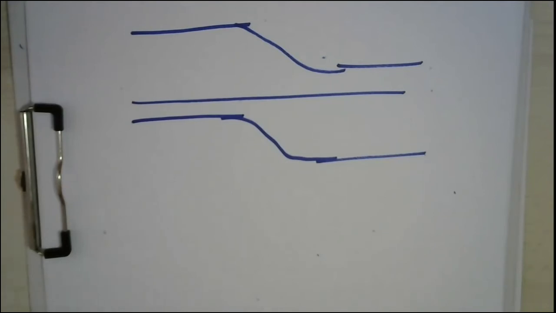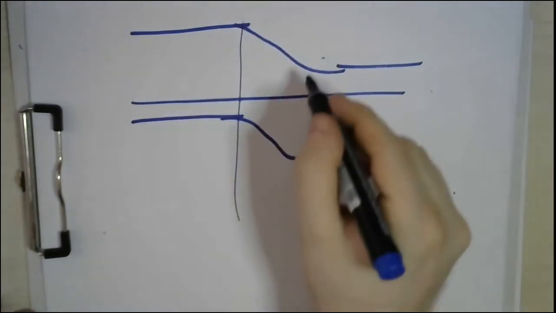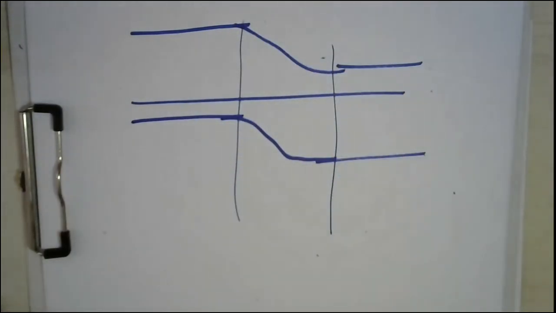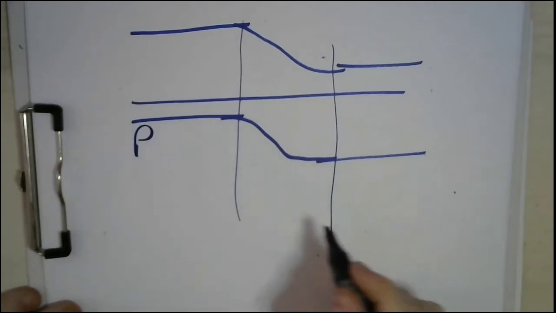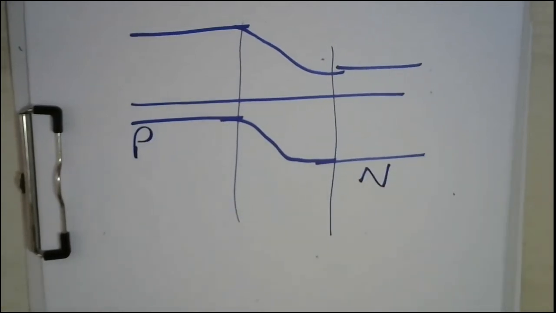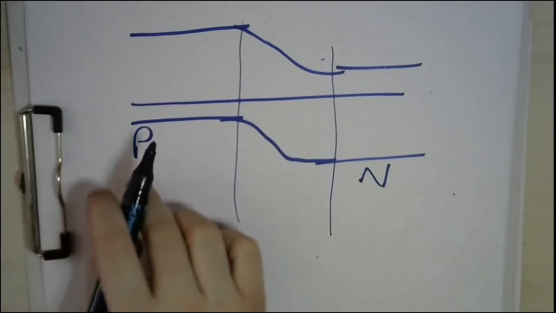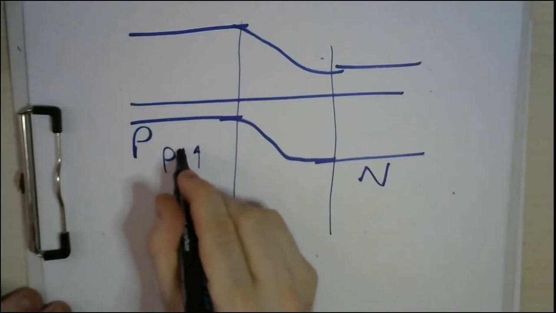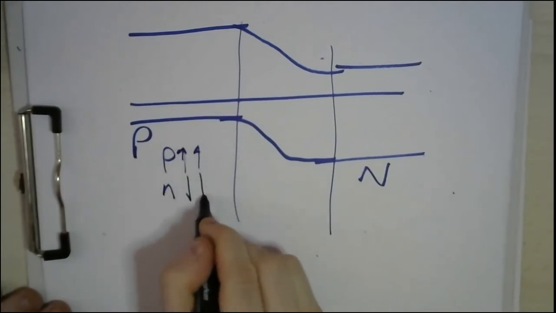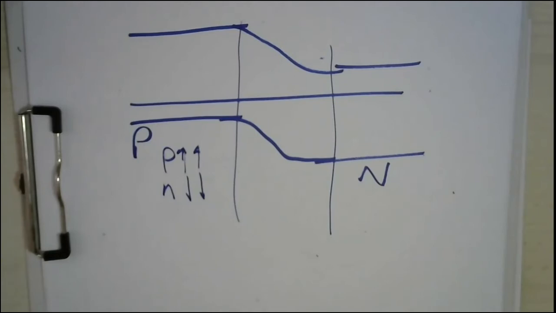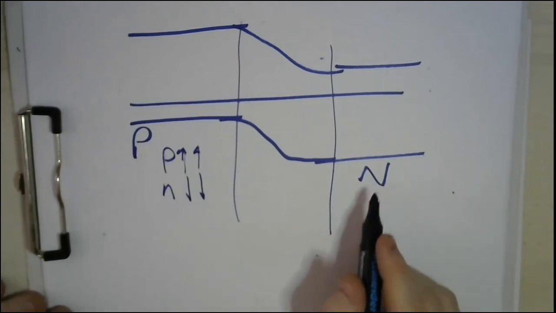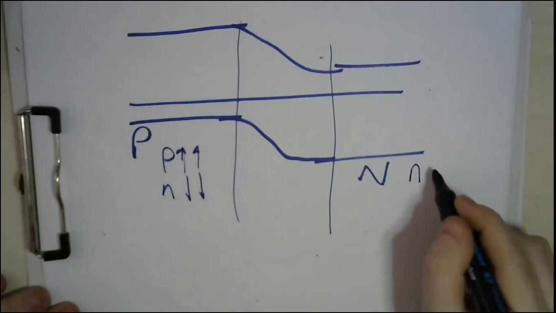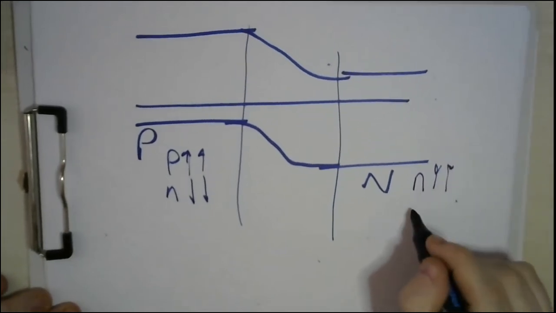Or in other words, here we have 3 regions. The middle one is the depletion region. Okay, let's skip it. This is the p region, and this is the n region. In the p region, you have a majority of holes and a minority of electrons. And vice versa, in the n region, you have a majority of electrons and a minority of holes.